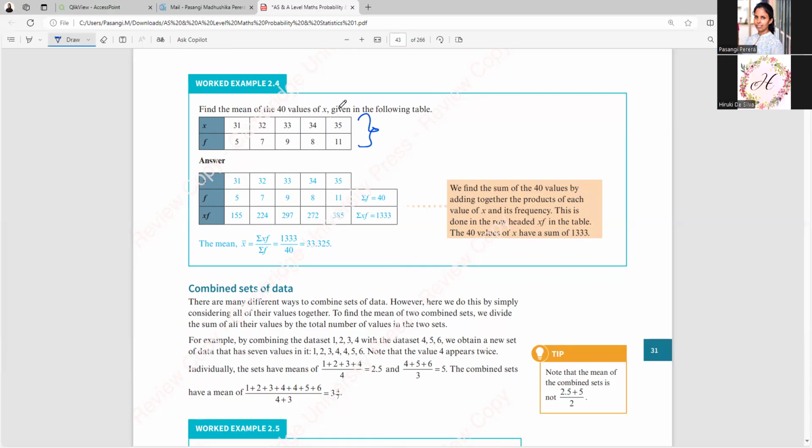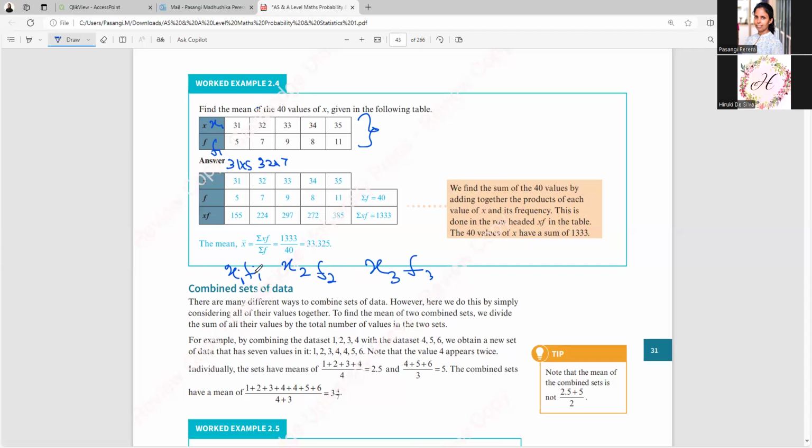We multiply 31 times 5, for example, then 32 times 7, likewise. Then there we have xi fi, where xi becomes these values and fi means the frequency values. So the first one will be x1 f1, the second one will be x2 f2, then the third one will be x3 f3. That's how we get the total value.